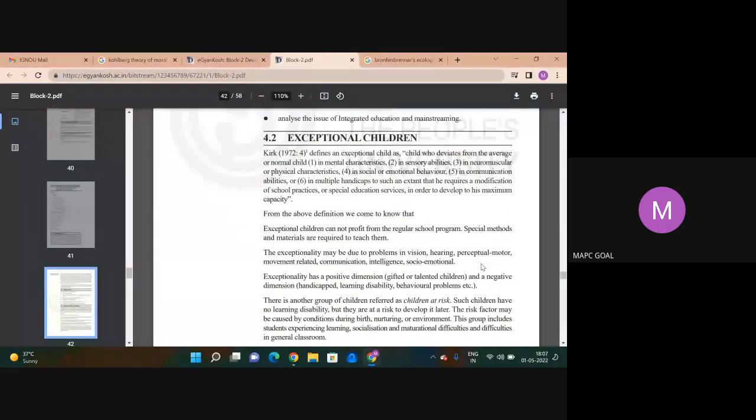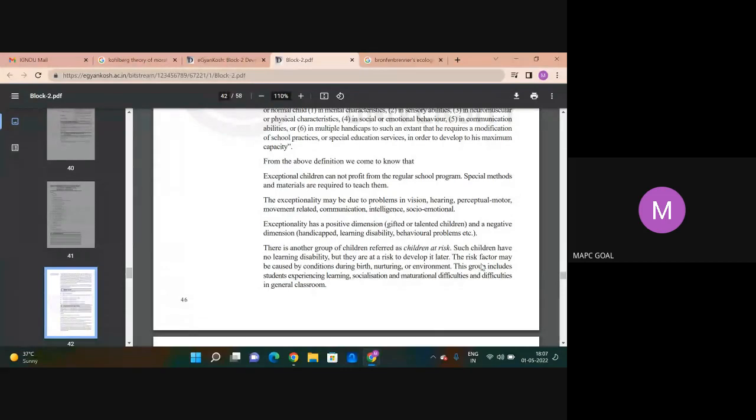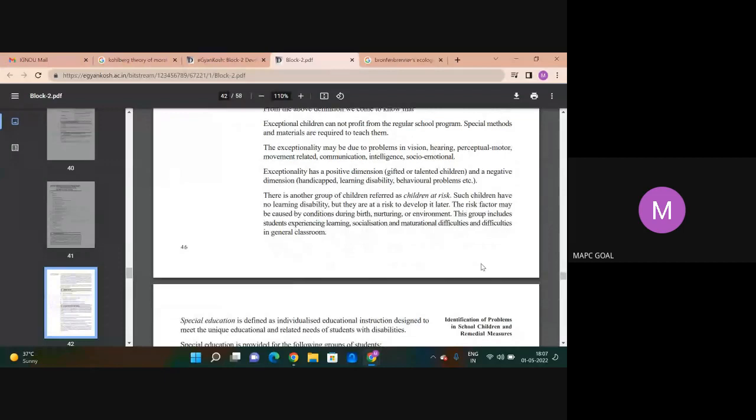So here it is. Various studies have been done by Kirk, 1972. He defines an exceptional child as a child who deviates from the average or normal child in mental characteristics, sensory abilities, neuromuscular and physical characteristics, social emotional development, and communication abilities, or has multiple handicaps. These are certain kinds of exceptional children you will see, and they are very at risk. Such children may not have certain learning disabilities, but there are some kinds of tricks, you will see that.